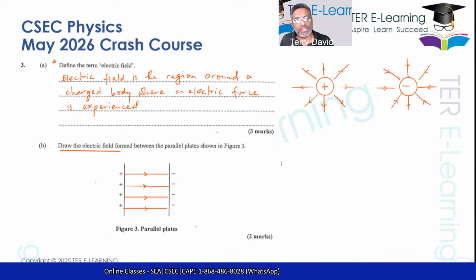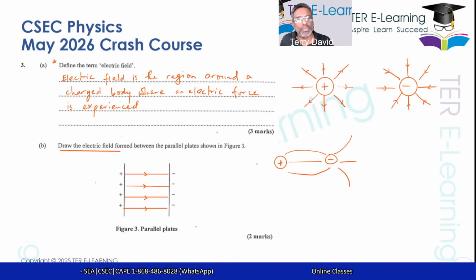They can also ask us for the field between two charges, let's say a positive and a negative charge. If you have to do that, then the field is going to look like this. This is what the field looks like between two unlike charges. So again, make sure direction is important. You have to move away. So this is what the field line looks like between a positive and a negative charge.